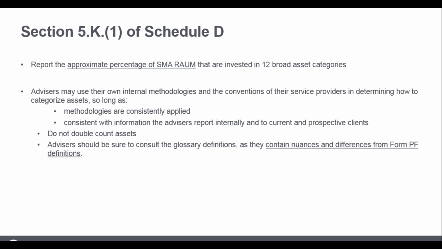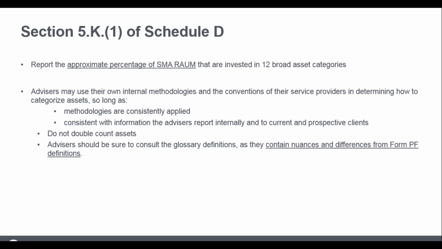So 5K1 is going to ask that you report on the percentage of managed account RAUM that's invested across 12 broad asset categories. Some examples of those categories are going to be types of equities, different types of bonds, pooled vehicles, and there's also going to be a catch-all there for other. If you do elect to use this catch-all, you are going to have to specify the type of assets that you're deeming to be in this other category.